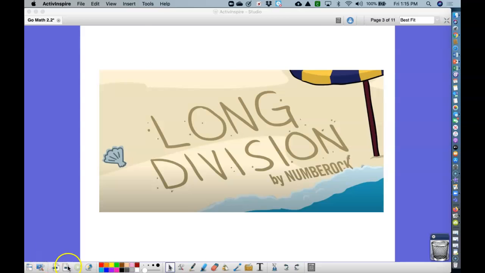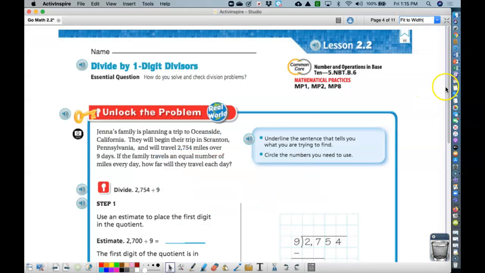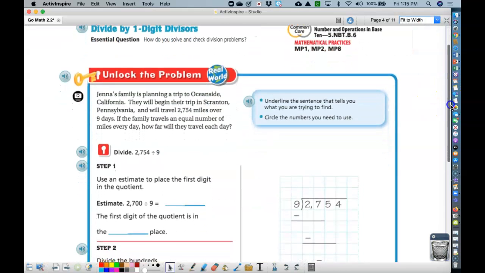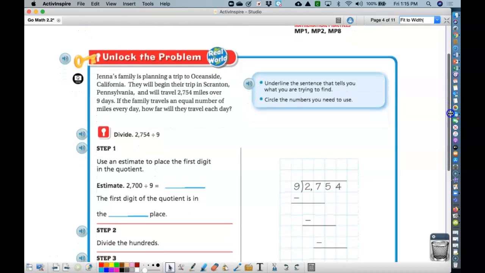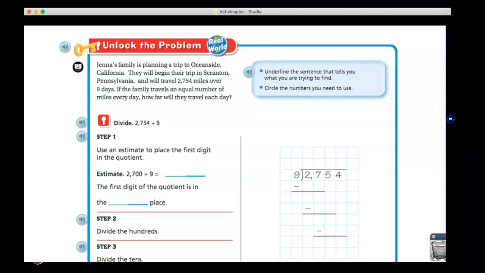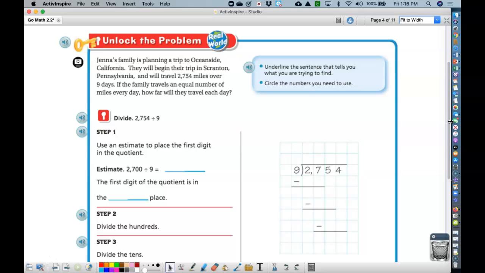Okay, let's practice some long division problems. I'm going to zoom this in. If we read the problem here, it says Jenna's family is planning a trip to Oceanside, California. They will begin their trip in Scranton, Pennsylvania, and will travel 2,754 miles over 9 days. If the family travels an equal number of miles every day, how far will the family travel each day?